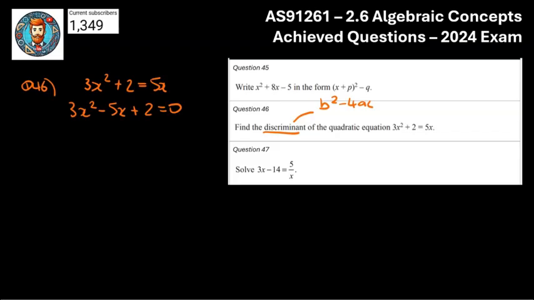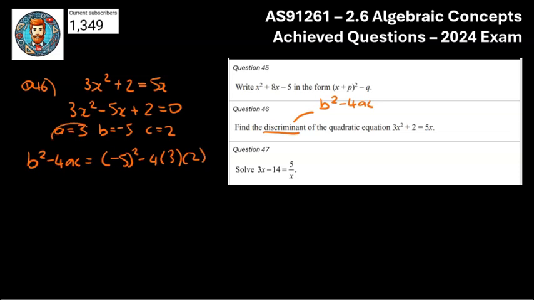Once it's in this form, the number in front of the x squared, that's going to be 3, that's a. The number in front of the x, minus 5, that's going to be b, and the constant at the end is going to be 2. I can now substitute that into my function, so b squared minus 4ac is going to be equal to, so b squared is going to be negative 5 squared, minus 4 times 3 times 2, so that's times ac. And now I can evaluate all that. Negative 5 all squared is going to be 25. 4 times 3 times 2 is 24, so I'm going to go minus 24. And all of that comes to 1.